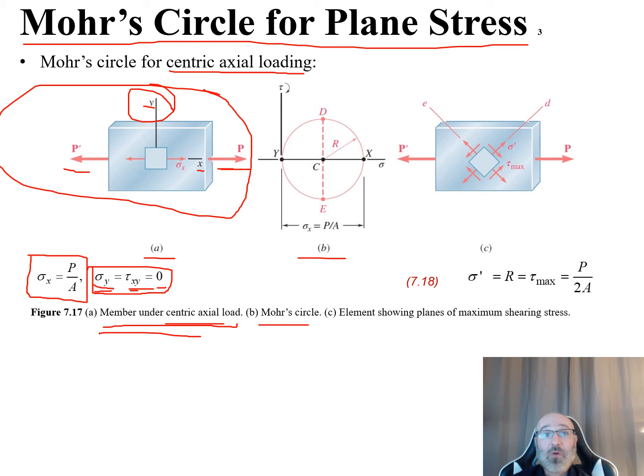So with that information, we come over to Mohr's circle in B right there, and we say that our sigma x right here, which is our diameter from x to y, is equal to that load over our area right there.